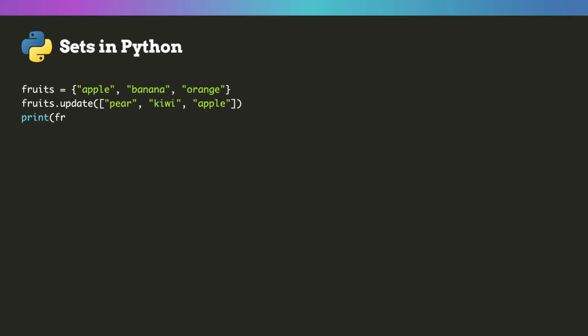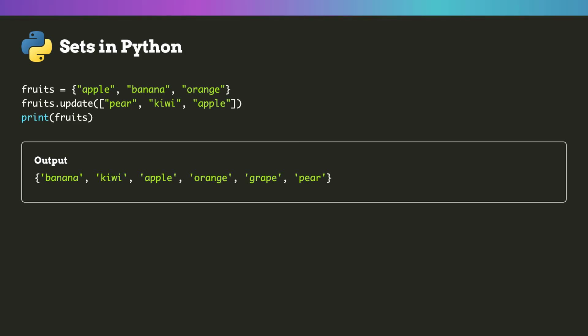Sets also provide methods for adding multiple items at once. Let's add a bunch of fruits using the update method. The update method takes a list of elements and adds each to the set. Duplicates are automatically removed.